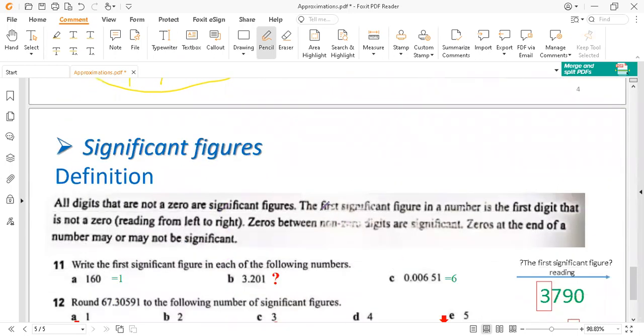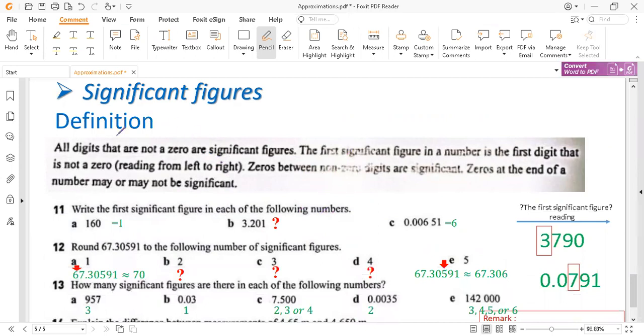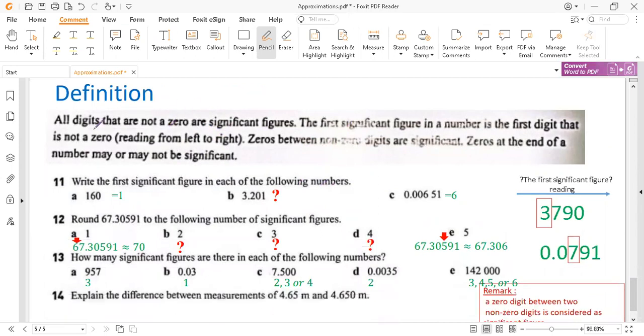Moving on to a small review of significant figures. We want to know what we mean by significant figures. All digits that are not 0 are significant figures. To find the first significant figure and start counting its rank, we search for the first digit that is not 0, reading from left to right.